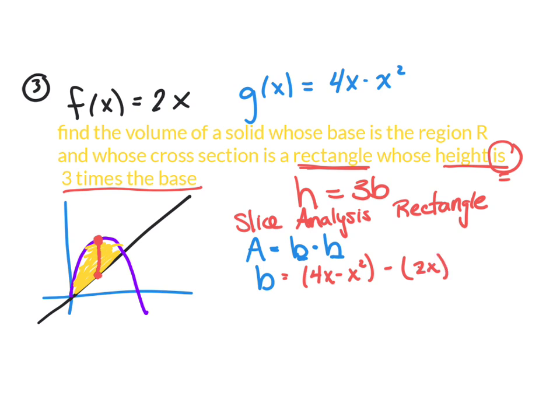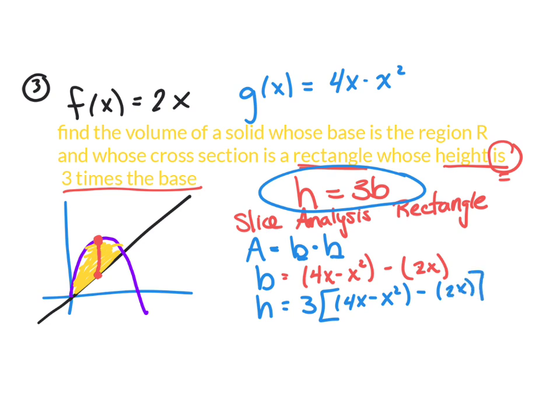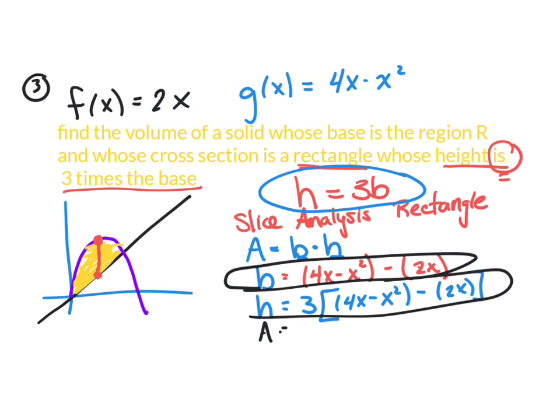Now the height, remember they gave us the description. They said the height is 3 times the base. So my height is just going to be 3 times whatever I wrote down for base. And notice how I use a lot of nice big brackets to separate things. Parentheses around each of those functions and brackets to separate. Okay, so now we have that base and the height. We can write our area formula, which is literally my base times my height.